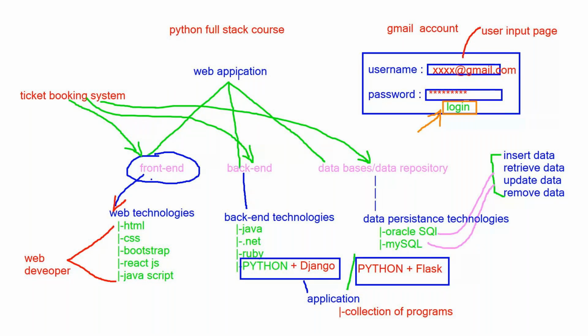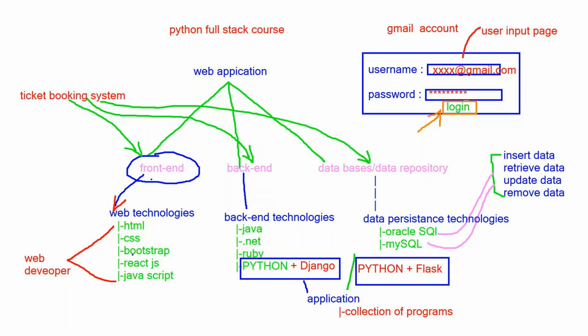We will take one example on how a real-time web application is going to work. What is the impact of the front end on the ticket booking system? What is the impact of the back end on the ticket booking system? What is the impact of data persistence technologies on the ticket booking system? This is a main thing. If you come one step down, what is the impact of HTML on the ticket booking system? What is the impact of CSS on it? What is the impact of Bootstrap on it?